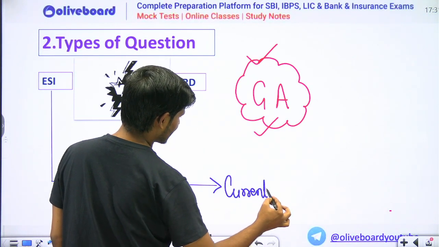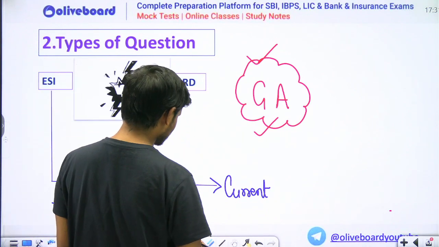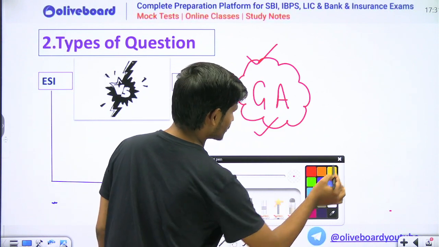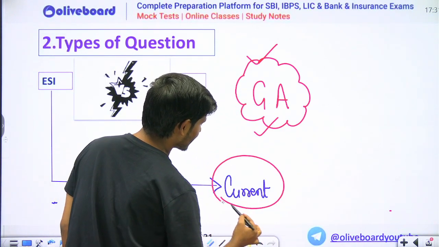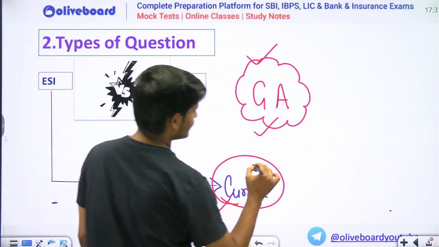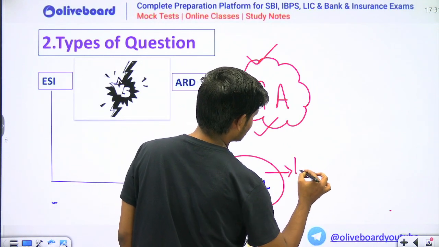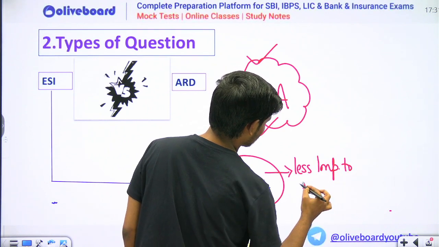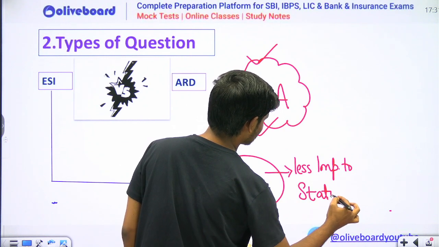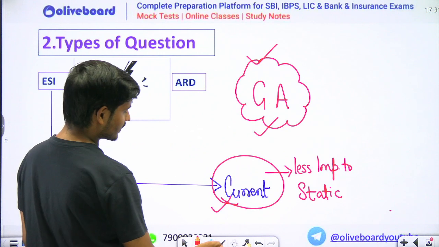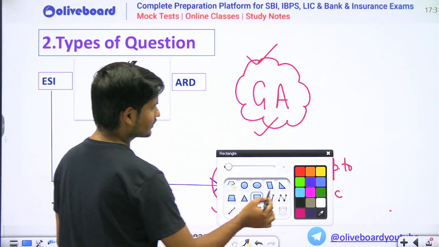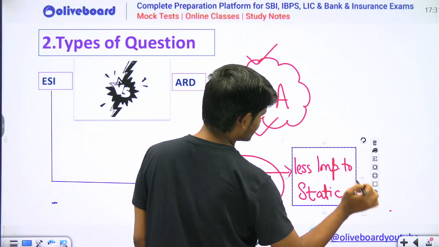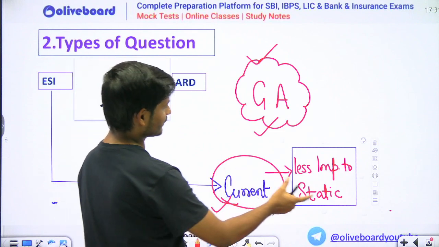Right, not the static. In the case of ESI, that is when it comes to economic and social issues, just try to keep a focus on current affairs. Give less importance to static. So in the case of ESI, remember to give focus and attention to current affairs and give less importance to static.